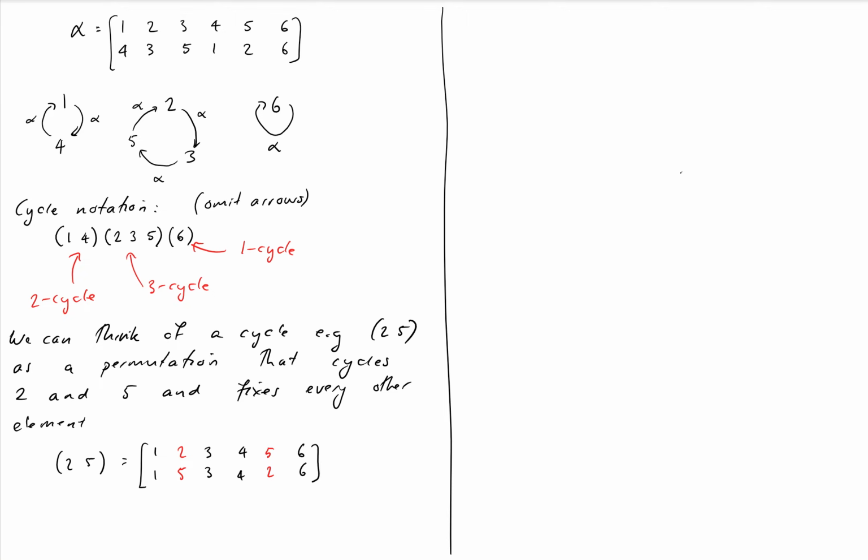So in this way, we can consider (2 5) to be a full permutation in its own right, and in fact, all 3 of the permutations in this row here can be considered as 3 separate permutations like this, which have been multiplied together, and you'll see we get the same thing back. Okay, so that means we can multiply cycles.